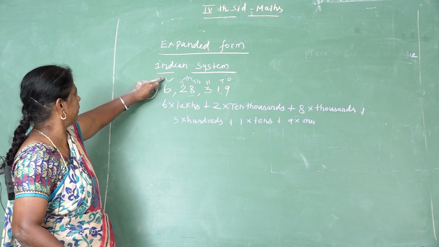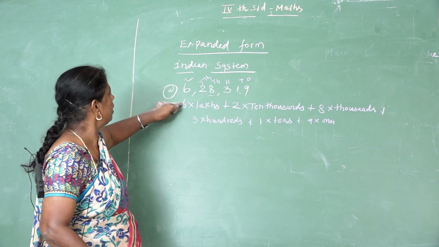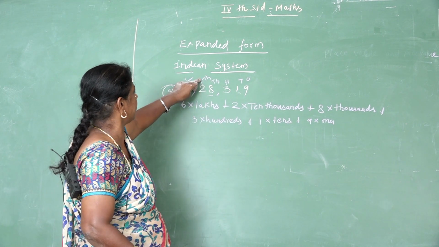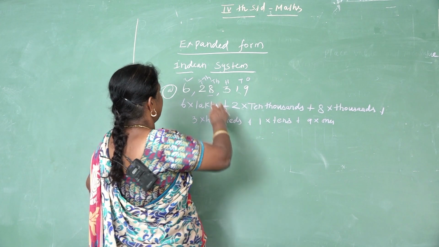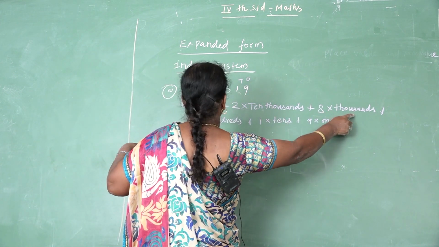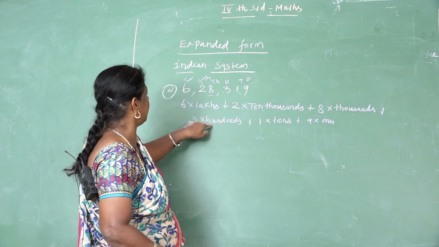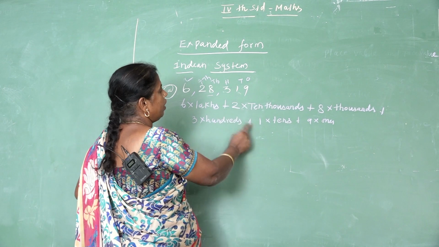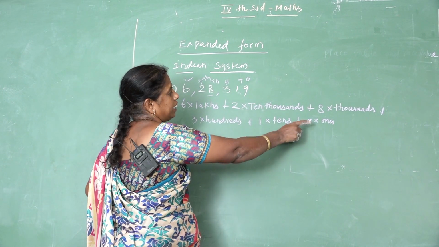Now write the expanded form. So here, 6 is in which place? 6 into lakhs. 6 is in the lakhs period. Next, 2 is in the 10,000 place, so 2 into 10,000s. Plus, where is the 8? 8 is in the 1000 place, so 8 into 1000. Next, where is the 3? 3 is in the 100 place, so 3 into 100s. Where is the 1? 1 is in the 10s place, so 1 into 10s. Where is 9? 9 is in the 1s place.